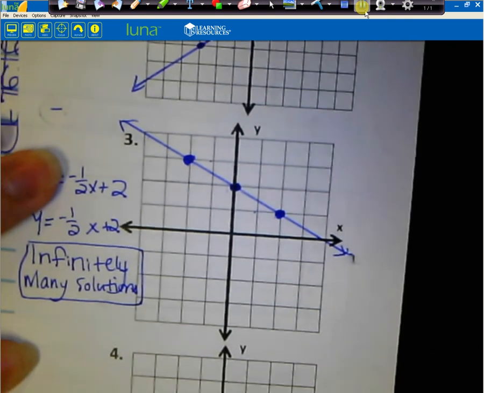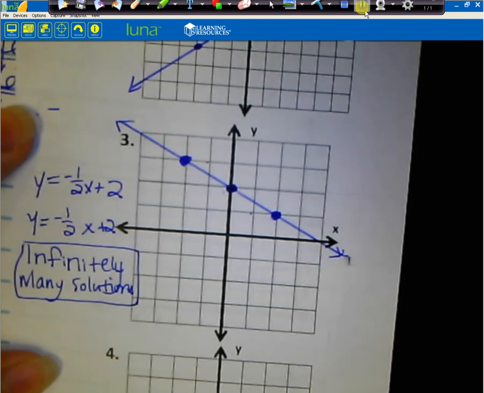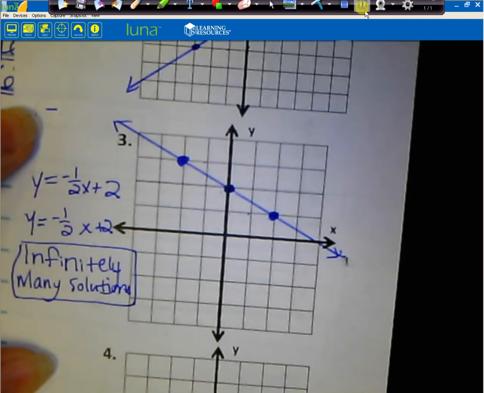Another word for this is consistent, dependent. We talked about how the parallel lines were inconsistent. This one is consistent, dependent.